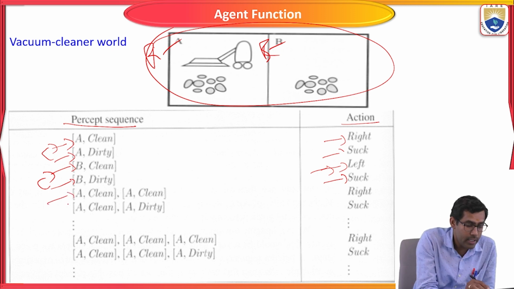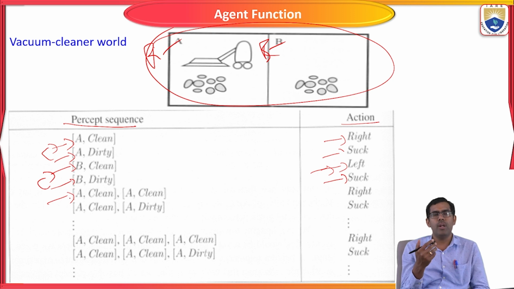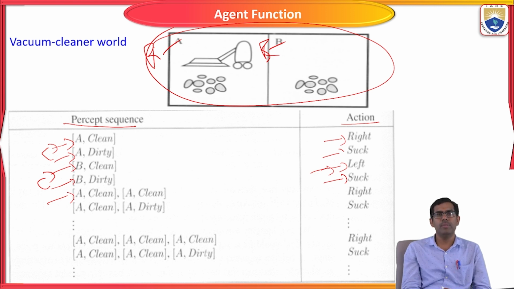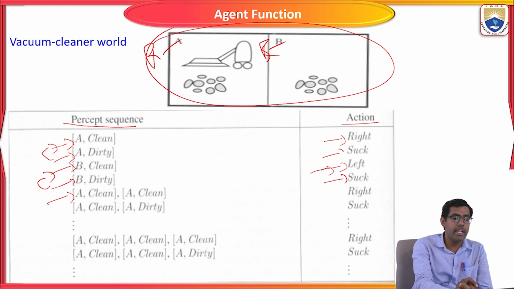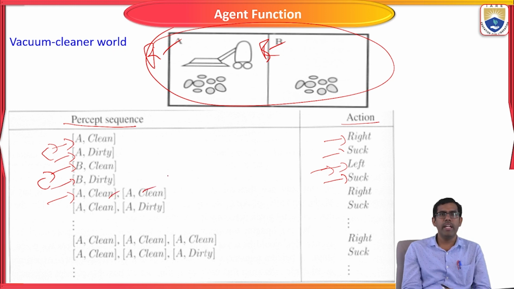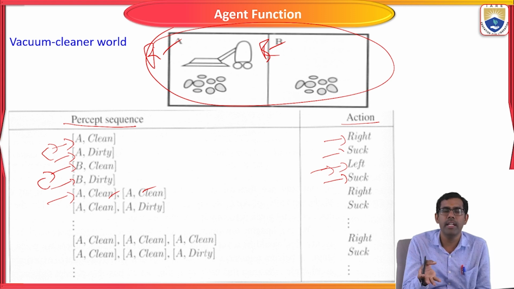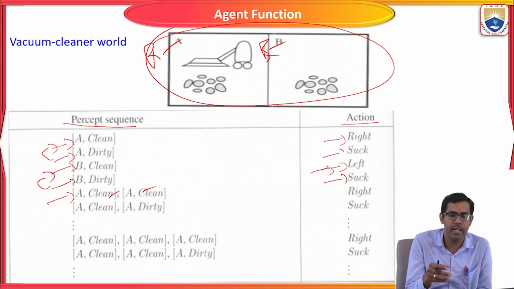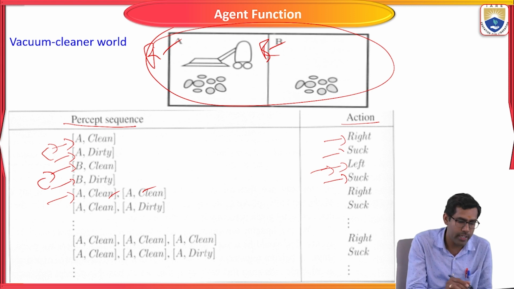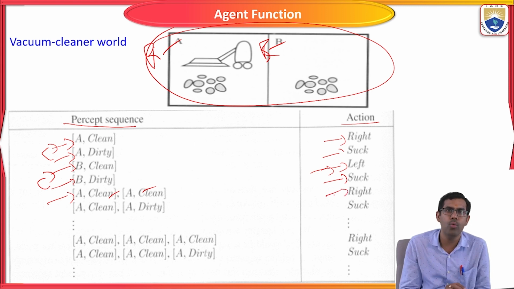Then again, if you are giving more than one statement at a time in a single line, it will read and observe through the environment. So A comma clean, A comma clean. It will read all the statements. Whatever statements we write in a single line, the machine, or the agent, should observe the particular statement. It will do some performance. If it is clean, then again it will move to the right.